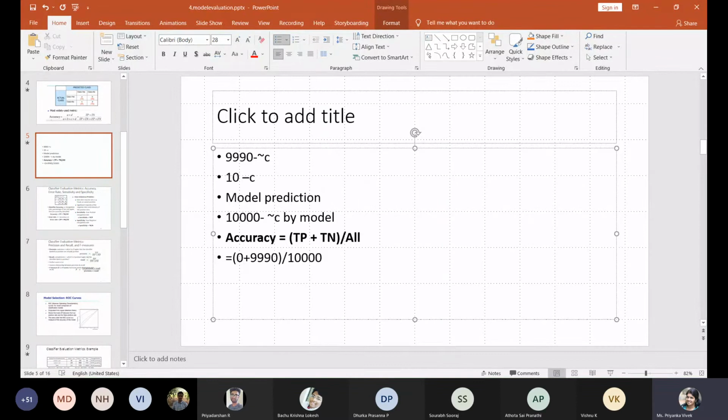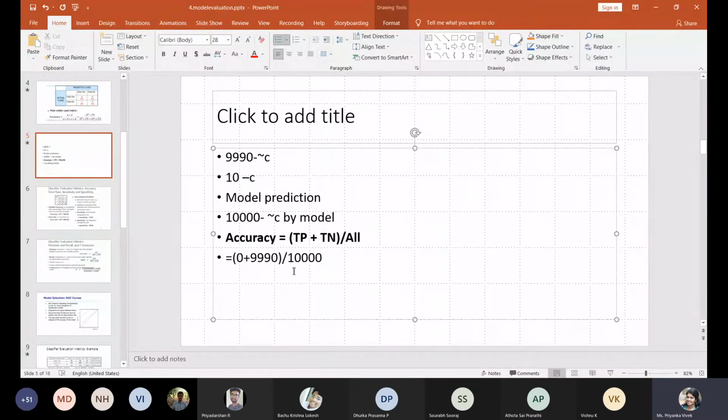All 4 together in our confusion matrix, if you add them, it is the whole data. So now, if you find this value, it is a very high value, isn't it? What is the value you get? Am I forgetting 10 or am I correct? Correct only, no? 9,990.